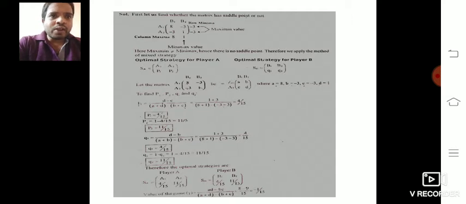Here we are getting the value of the game, that is the formula AD minus BC divided by A plus D minus B plus C, that will give minus 1 by 15. Value of the game here is minus 1 by 15. Here we are getting a negative value, that indicates what? The winner of the game is player B. Suppose if you got the value of the game positive, then player A will be the winner. And now here it got negative, so player B is the winner.